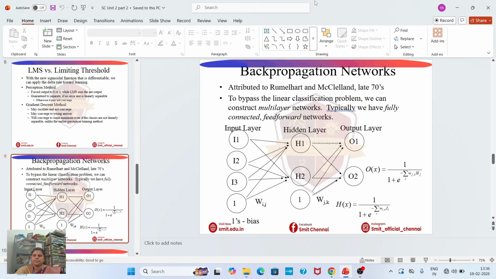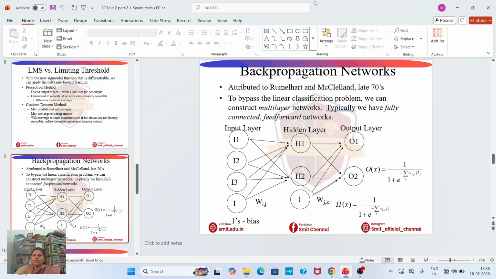Back propagation network is one of the most important algorithms in neural networks. Before going to see this, what is back propagation? Back propagation is a training algorithm for multi-layer neural networks. It was introduced in 1970. It allows neural networks to learn complex patterns and solve non-linear problems.